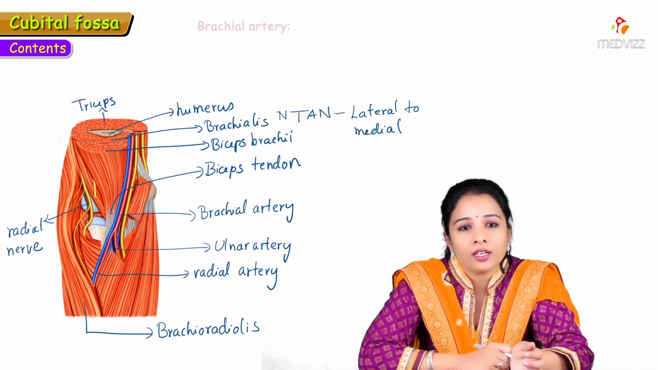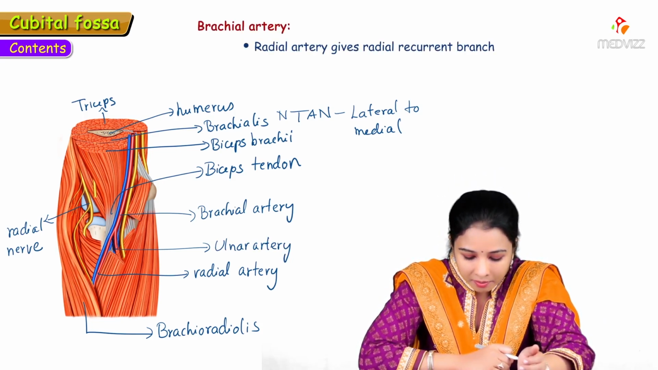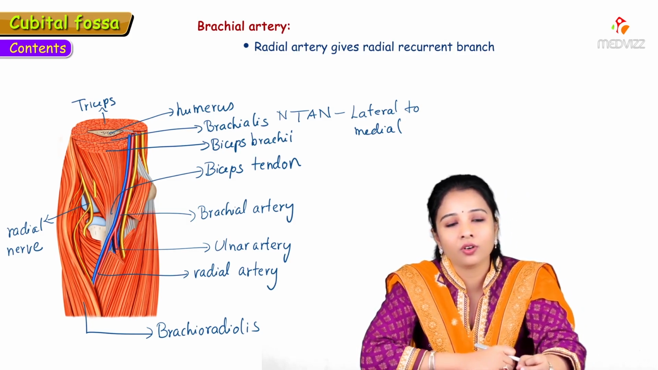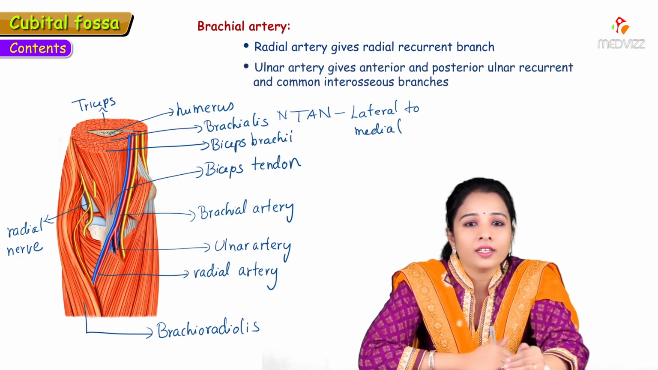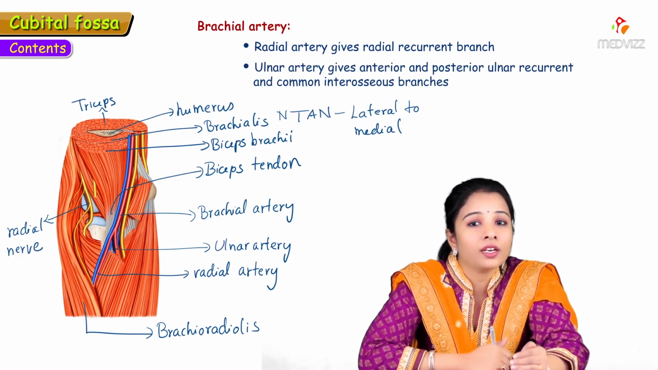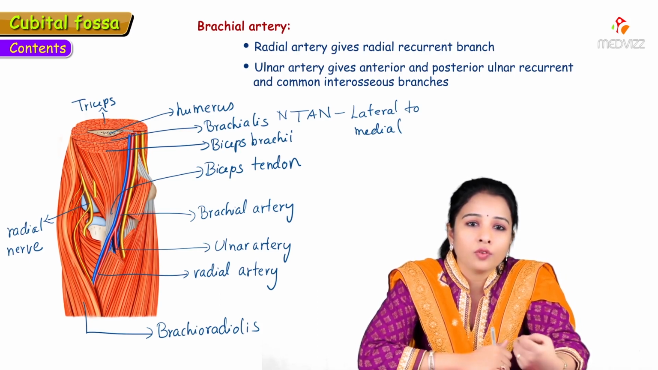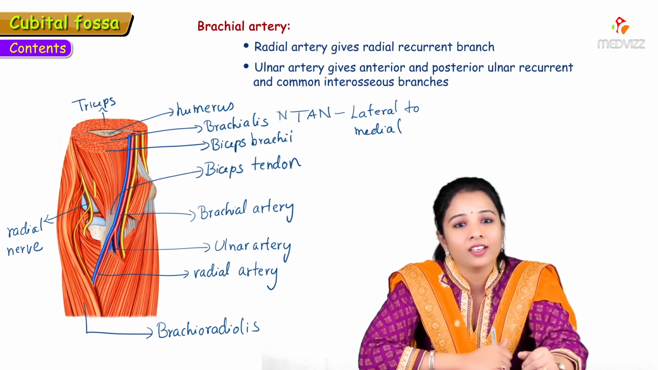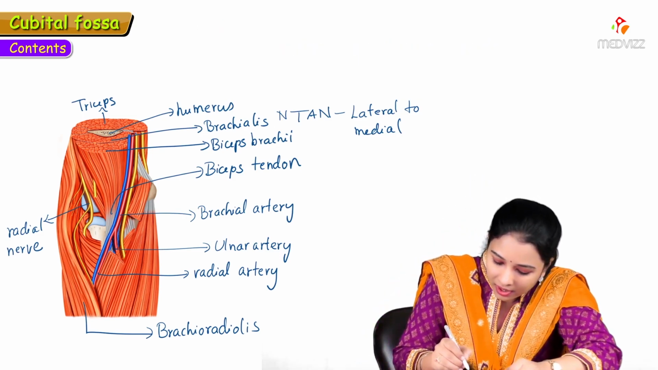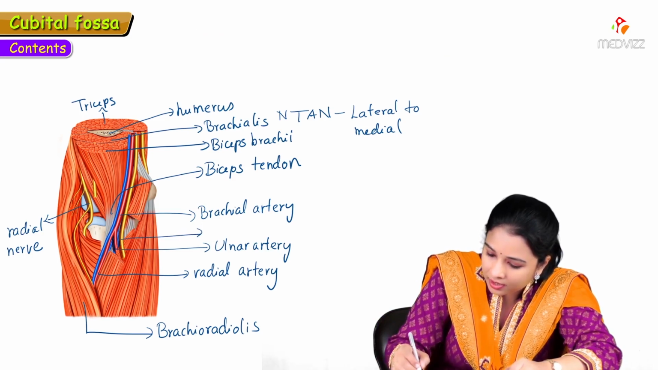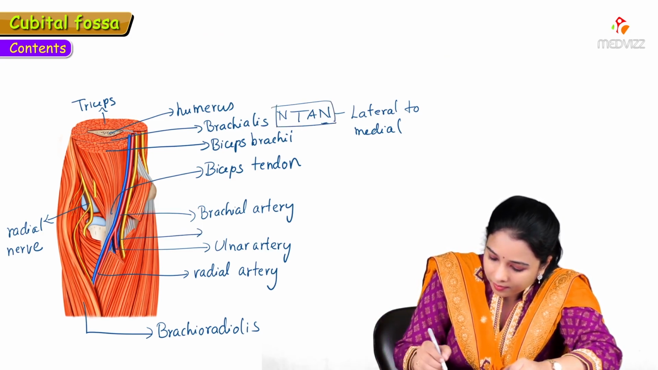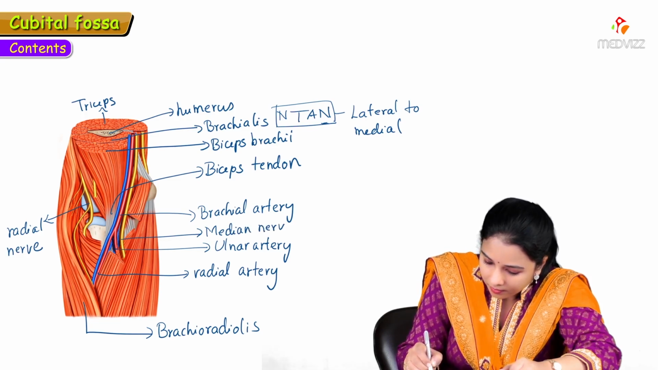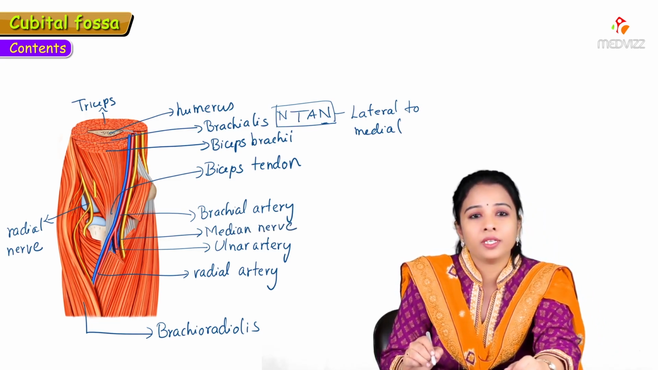And this radial artery gives off radial recurrent branch to form anastomosis around the elbow joint, and ulnar artery gives anterior and posterior ulnar recurrent and common interosseous branches which take part in the formation of anastomosis around elbow joint. So if you look at the topic of anastomosis around the elbow joint, you will have a better understanding. And the next structure is the median nerve. Again, TAN. Last N is the median nerve.